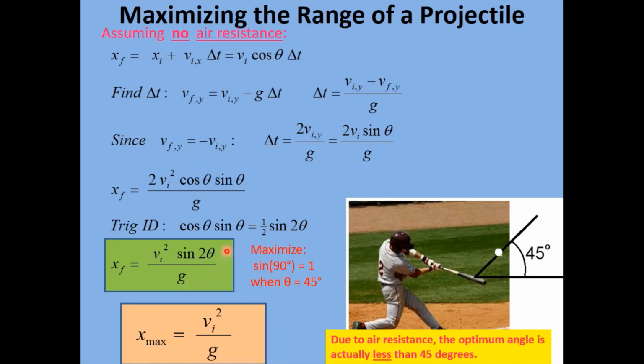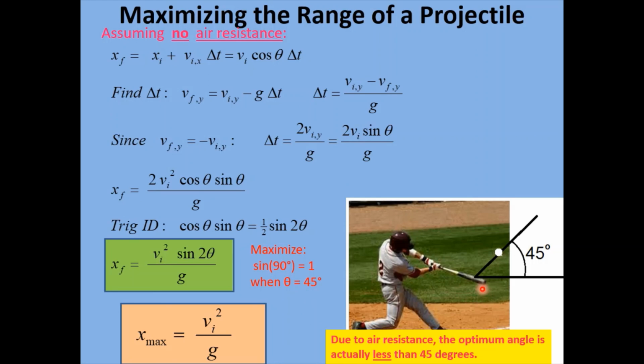And our goal, again, is to maximize this. How do we make this number as big as possible? Well, remember that the sine function goes from -1 to 0 to +1. So the largest the sine of anything can be is 1. So when is the sine equal to 1? Well, the sine of 90 degrees is equal to 1. So we need 2 theta to be 90. And obviously that occurs when theta is equal to 45 degrees, because 2 times 45 is 90. So this tells us that the angle for maximum range of a projectile is 45 degrees.